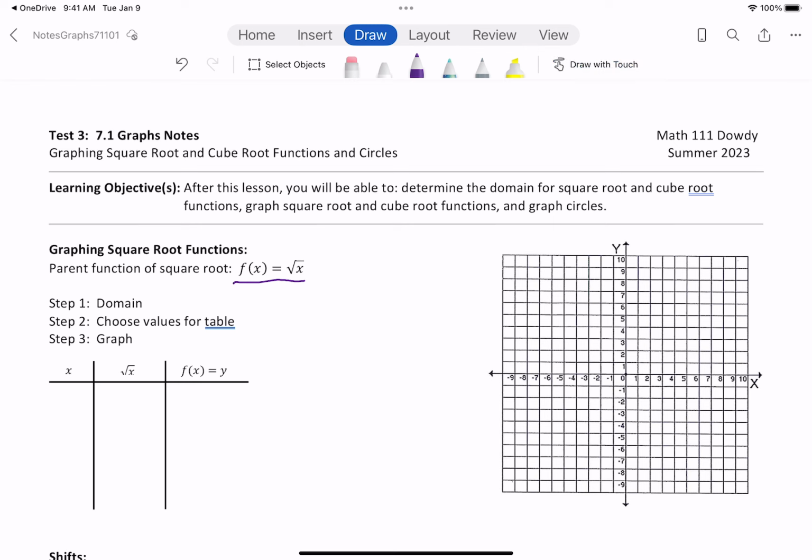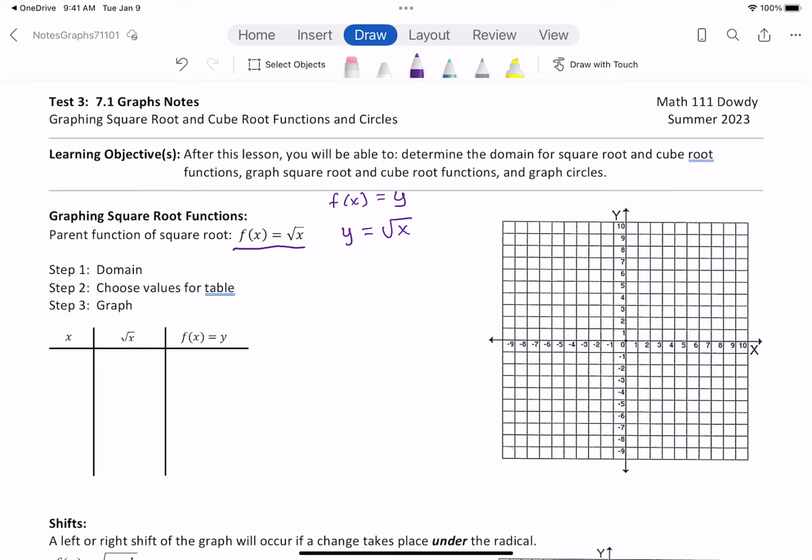Alright, so first, when we're graphing square root functions, the parent function of the square root looks like f of x equals square root of x. And you know we've learned for function notation, f of x is equal to y. So this is really the same thing as y equals square root of x. It's just given in function notation.